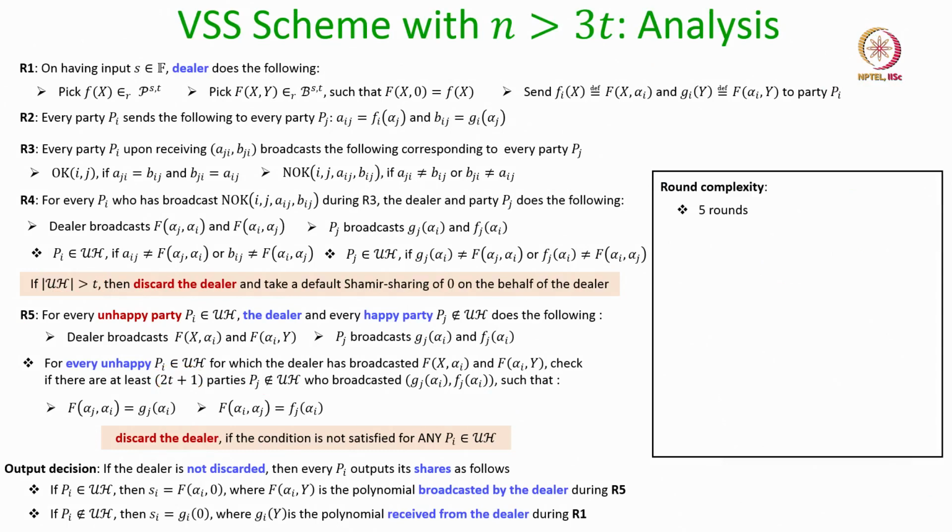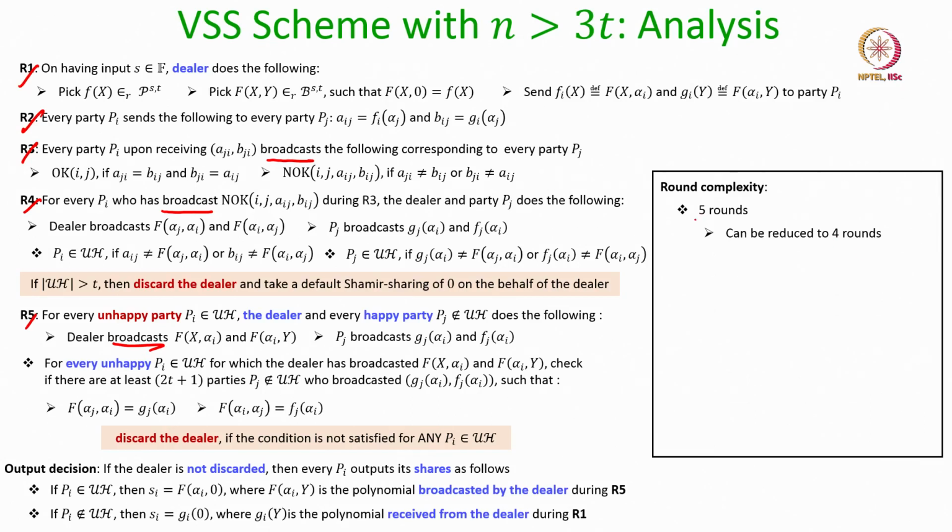Now, let us do the complexity analysis of this VSS scheme. How many rounds are there in the protocol? We have 5 rounds here in the protocol. The first 2 rounds involve only communication over the pairwise channels, but in round 3 we have the broadcast channel invoked, round 4 also broadcast channel invoked, round 5 also broadcast channel invoked.